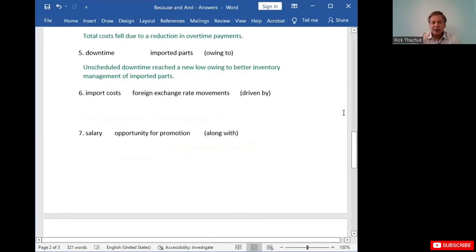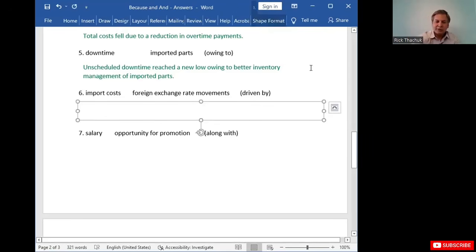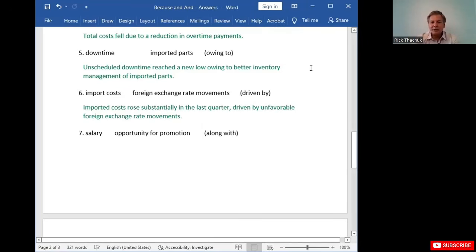Number 6, import costs, foreign exchange rate movements, driven by. Import costs, in this case, I mean the cost of importing goods. An example using these words and expressions would be: imported costs rose substantially in the last quarter, driven by unfavorable foreign exchange rate movements. Okay, that means basically that the cost of importing material that you need increased because the exchange rate moved against you, or because of the exchange rate, it became more expensive to buy those imported parts.